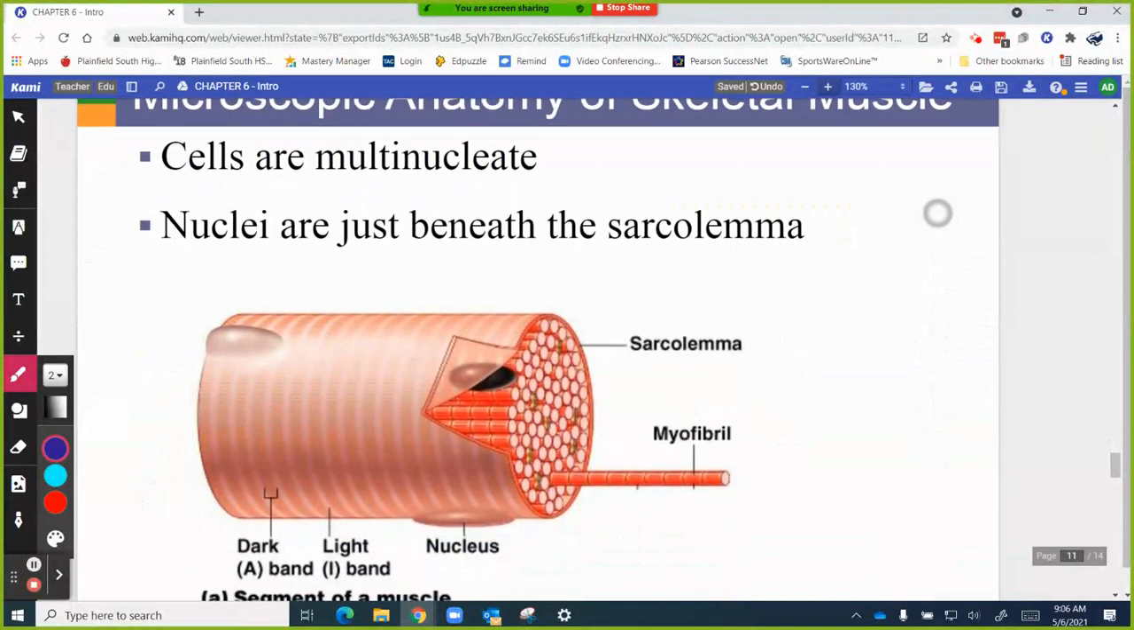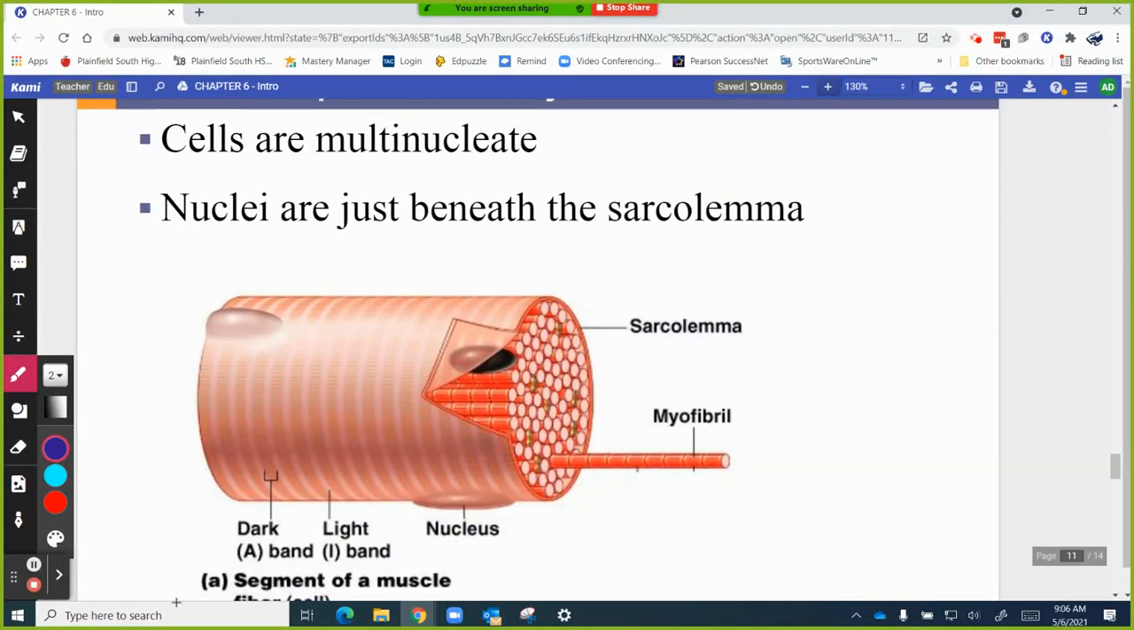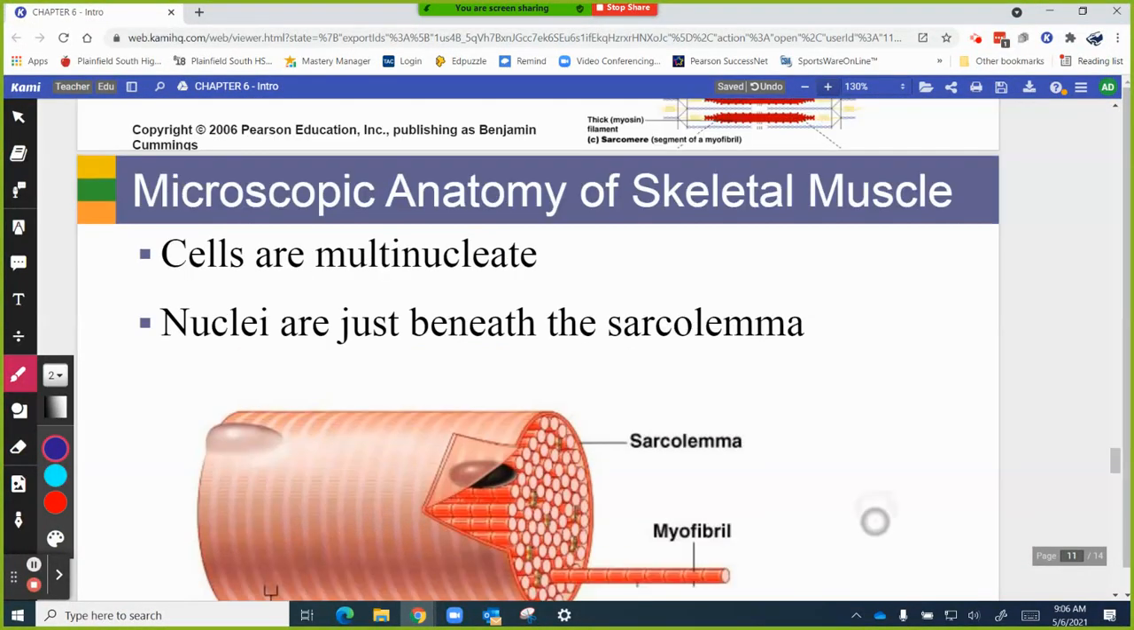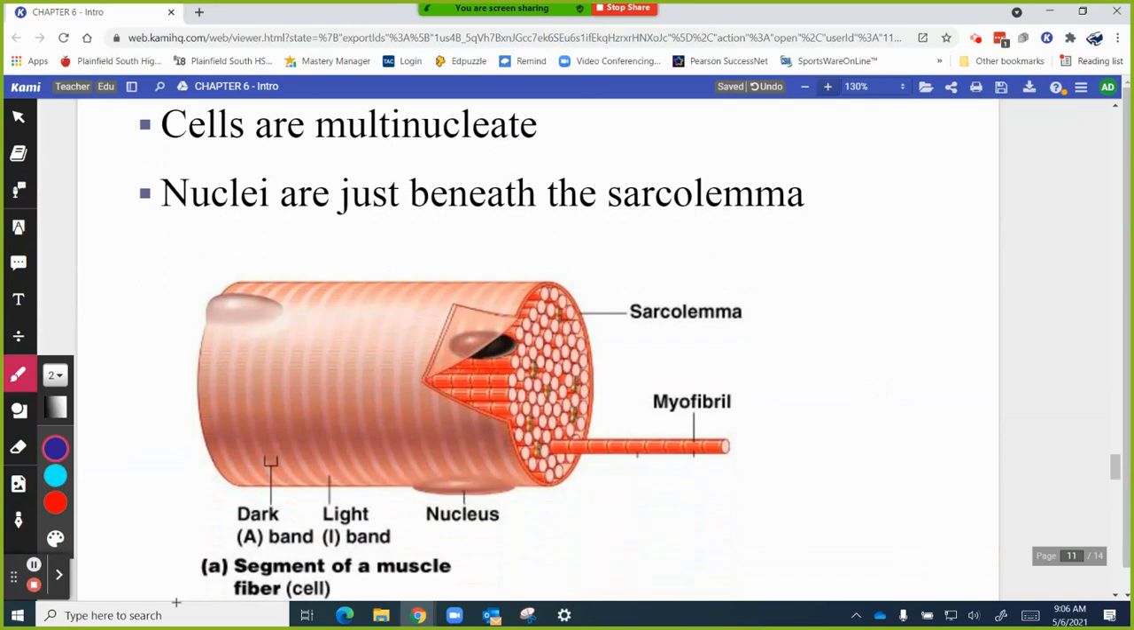Microscopic anatomy here. Just remember, we're talking about muscle cells, skeletal muscle. They're multinucleated, and the nuclei are just below the sarcolemma. The sarcolemma is this wrapper you see around the outside of this diagram here. Essentially it's the cell membrane that goes around a bunch of these.